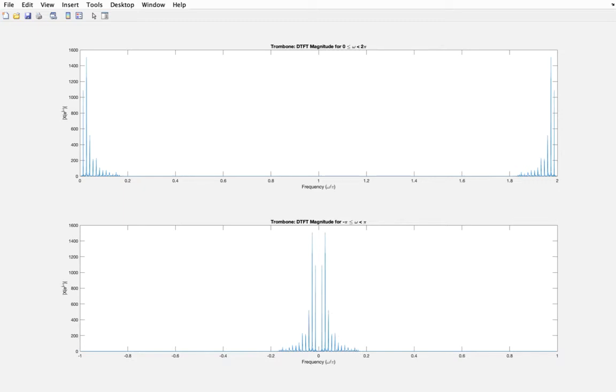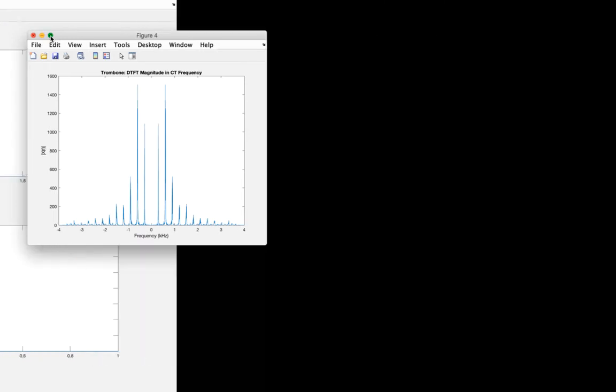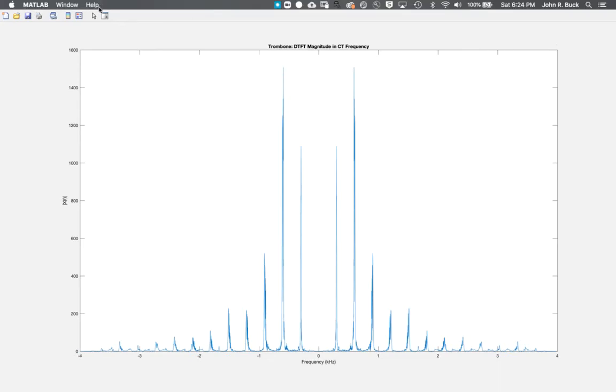And then the last figure I'm going to bring over, figure 4, is the version where I rescaled the frequency axis to give me back continuous time frequencies. Right, so now when I did that rescaling, this figure goes from minus 4 kilohertz to plus 4 kilohertz. And I can see, again, the same basic shape, these same spikes. These are the harmonics of the musical instrument, the way we talked about things that are essentially periodic in time. So we can see one of these is here. Let me put the cursor on it so you can see where it is.